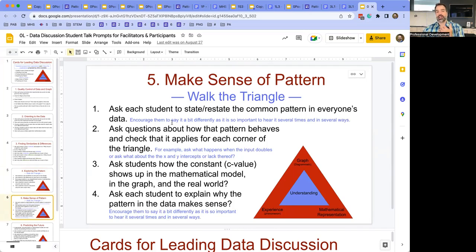So that is most of the good stuff of the resources we have for having as many students productively talking during data discussions as possible. I hope that helps.